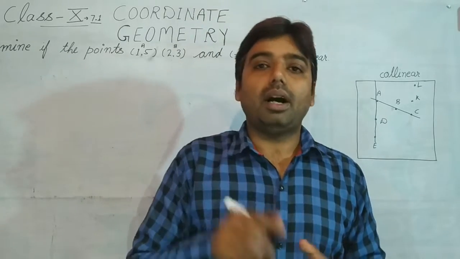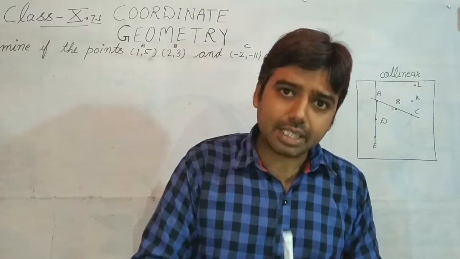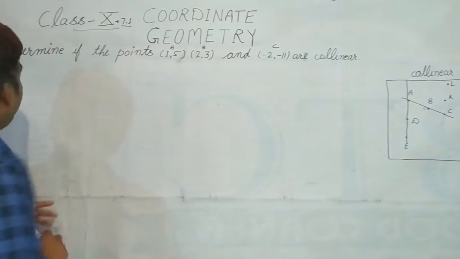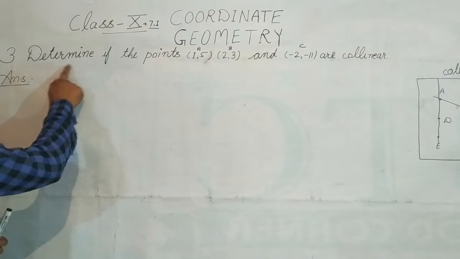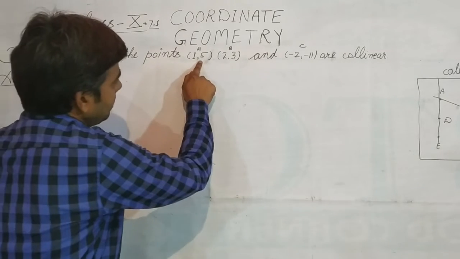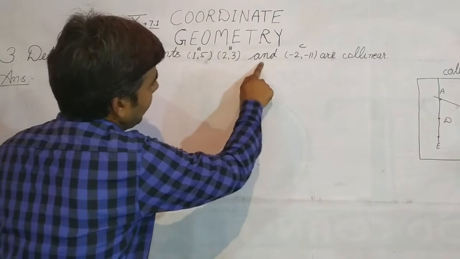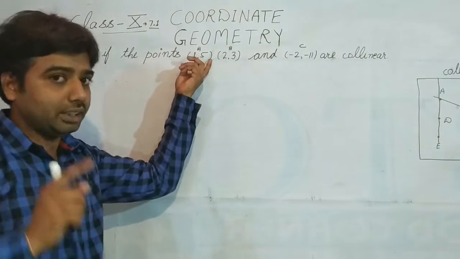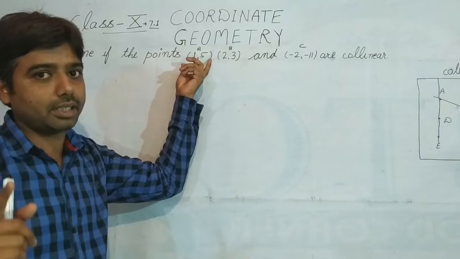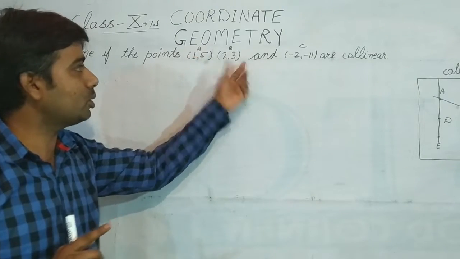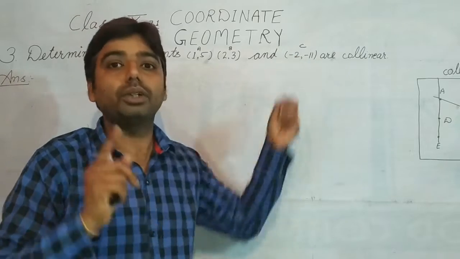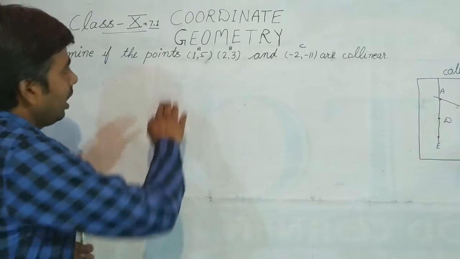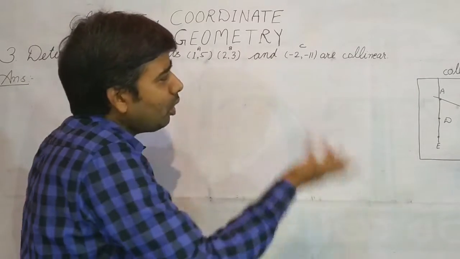Now, our main question is Exercise 7.1, question number 3. We are given: determine if these three points A, B and C are collinear. This is 1 point, I have already discussed it in the introduction and other videos. This one is also 1 point, and this one is also 1 point according to coordinate geometry. So we are required to know whether these points are collinear or not.